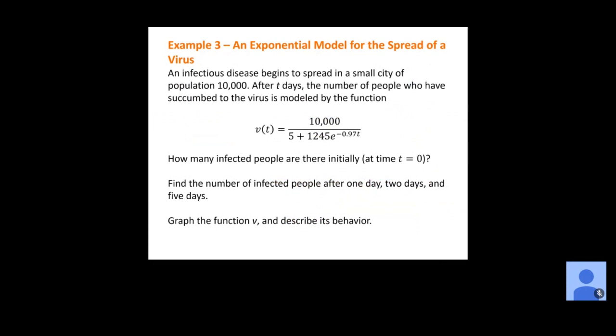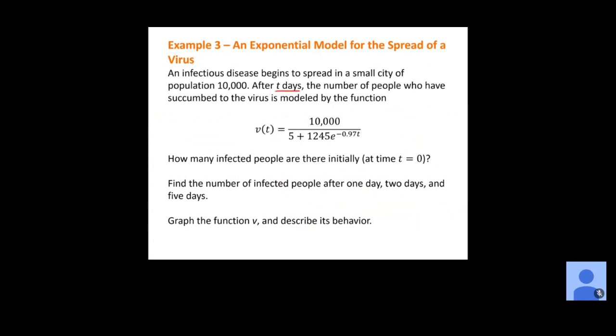Example 3. Okay, so we have an infectious disease beginning to spread in a small city of population 10,000. After T days, the number of people who have succumbed to the virus is modeled by the function V of T equals 10,000 over 5 plus 1,245 e to the negative 0.97 T. So little complicated function there, right? Okay, but notice here, V of T just means the number of people that are infected, and then the T here is the amount of time, and that's going to be measured in days, right? So notice here, this is after T days.